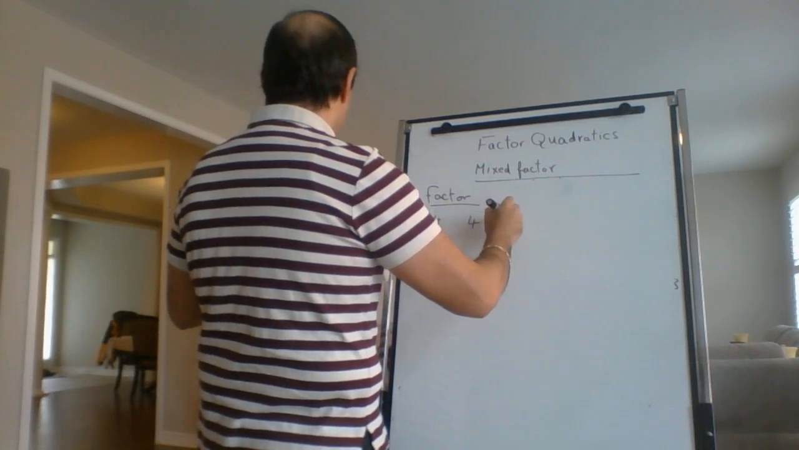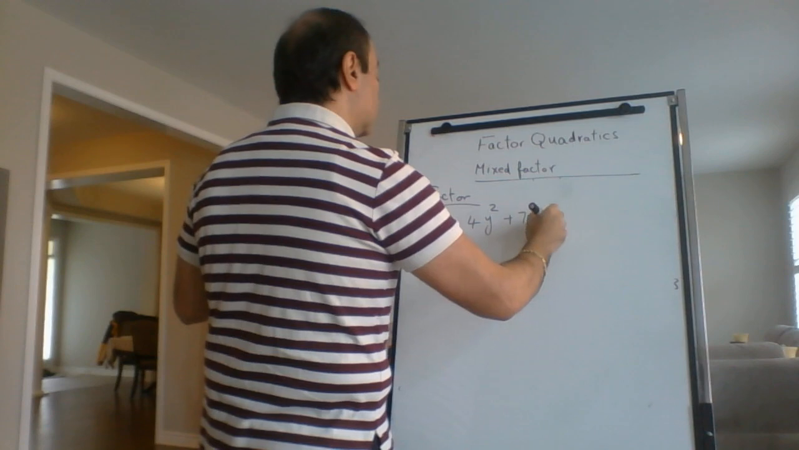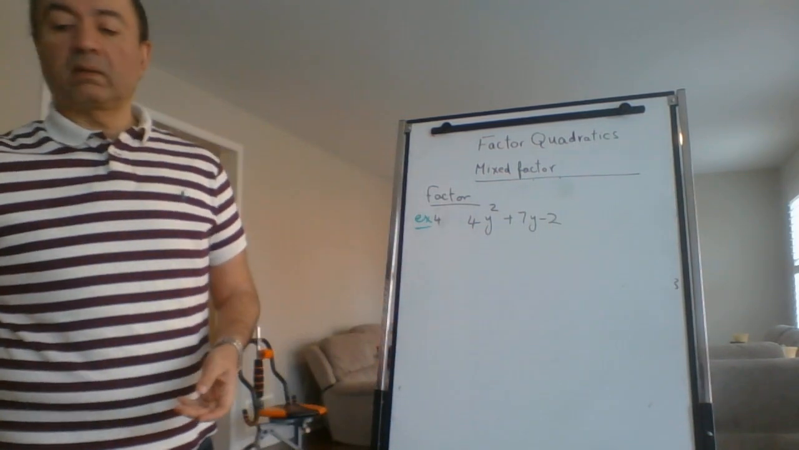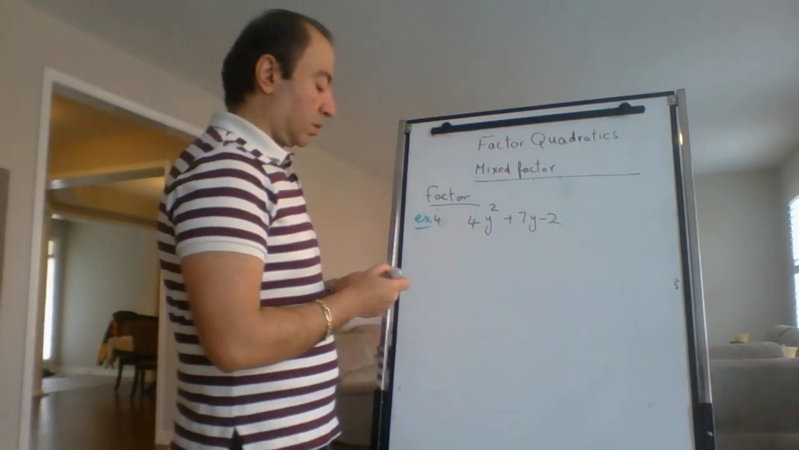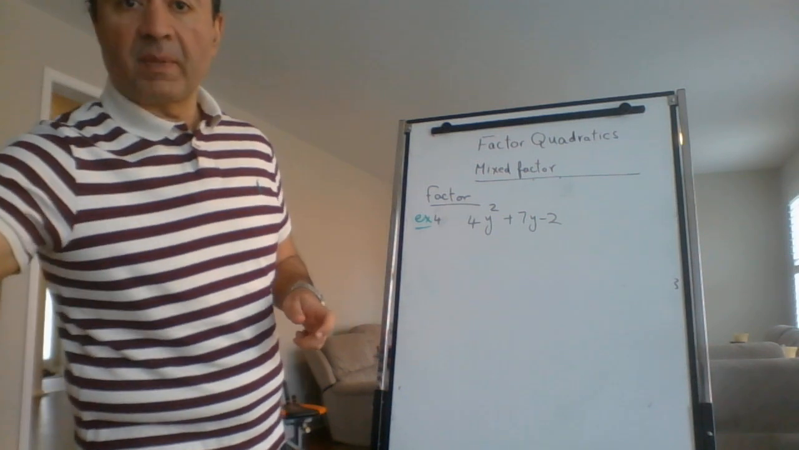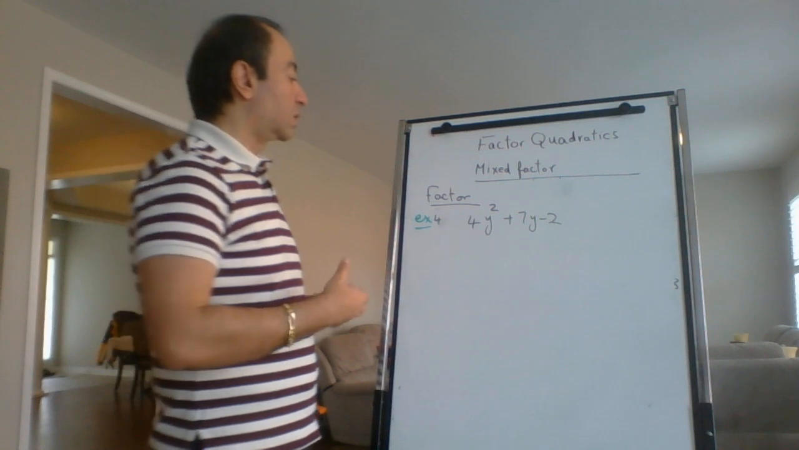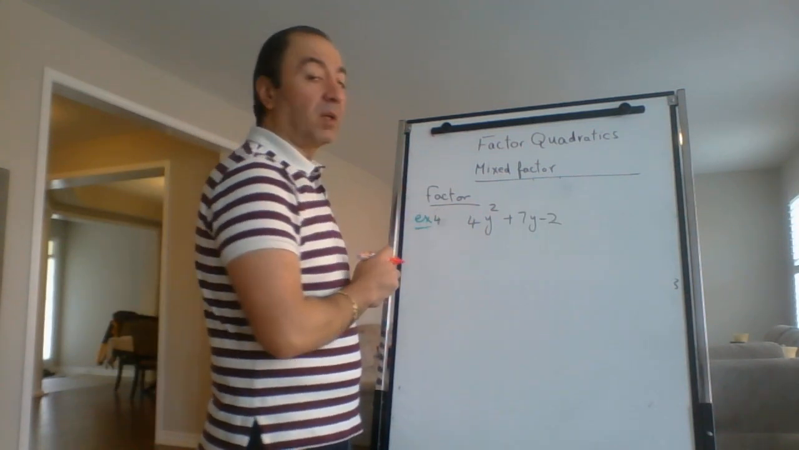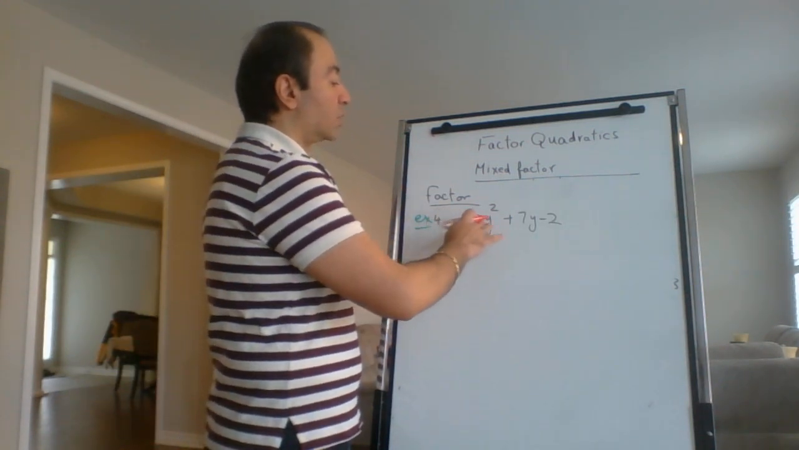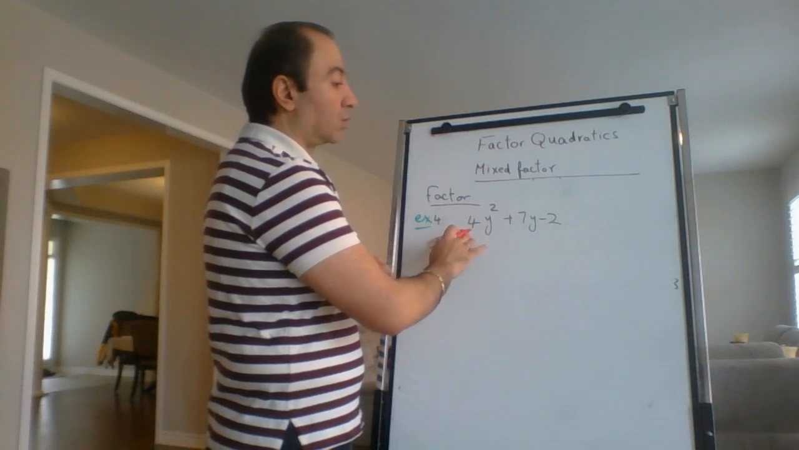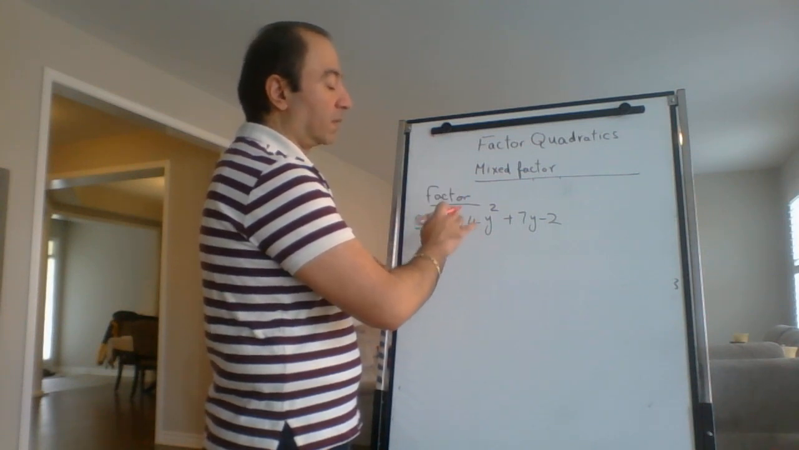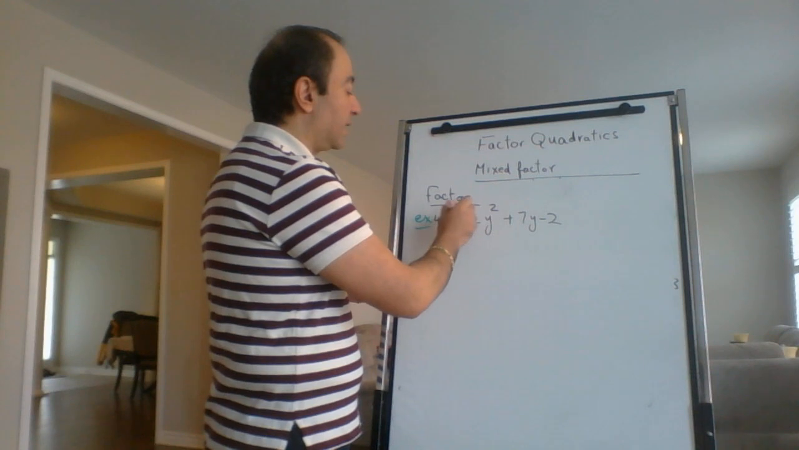4y squared plus 7y minus 2. Again, what we do, we look for common factors. Nothing is common. I cannot see anything common among those. So, I will try to do perfect square, see if it's a perfect square or not. Is A a perfect square?